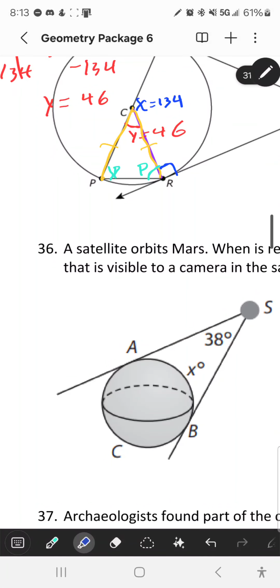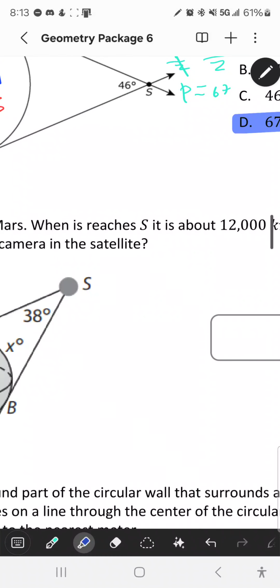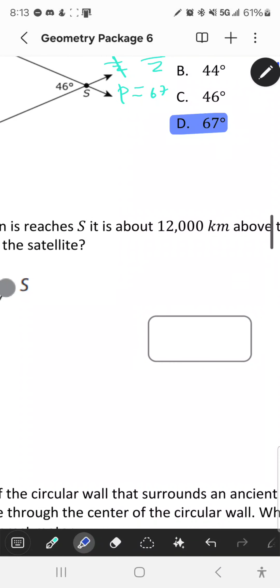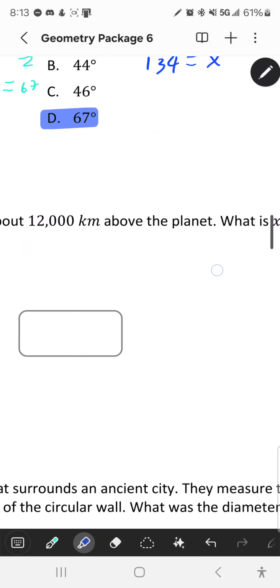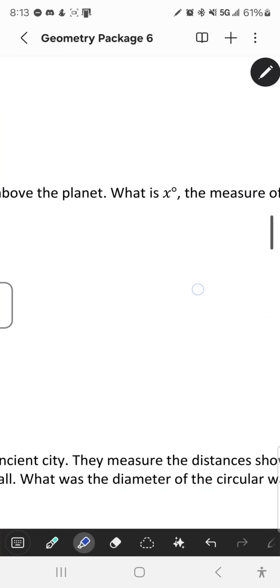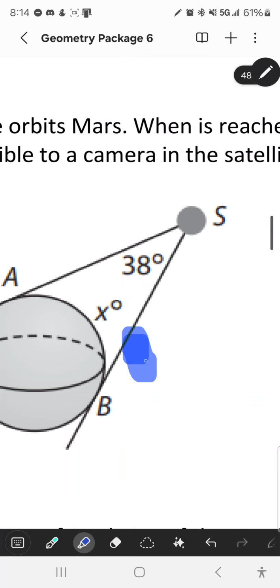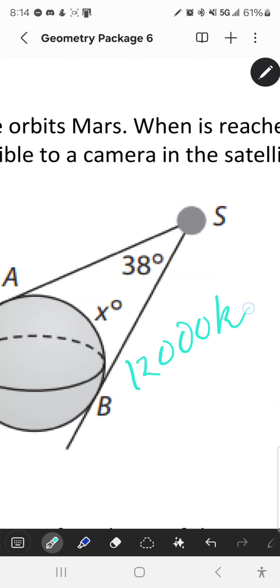Now let's see the next one. A satellite orbits Mars. When it reaches S, it is about 12,000 kilometers above the planet. What is x, the measure of the arc visible to a camera in the satellite? Okay, so the distance is 12,000 kilometers.